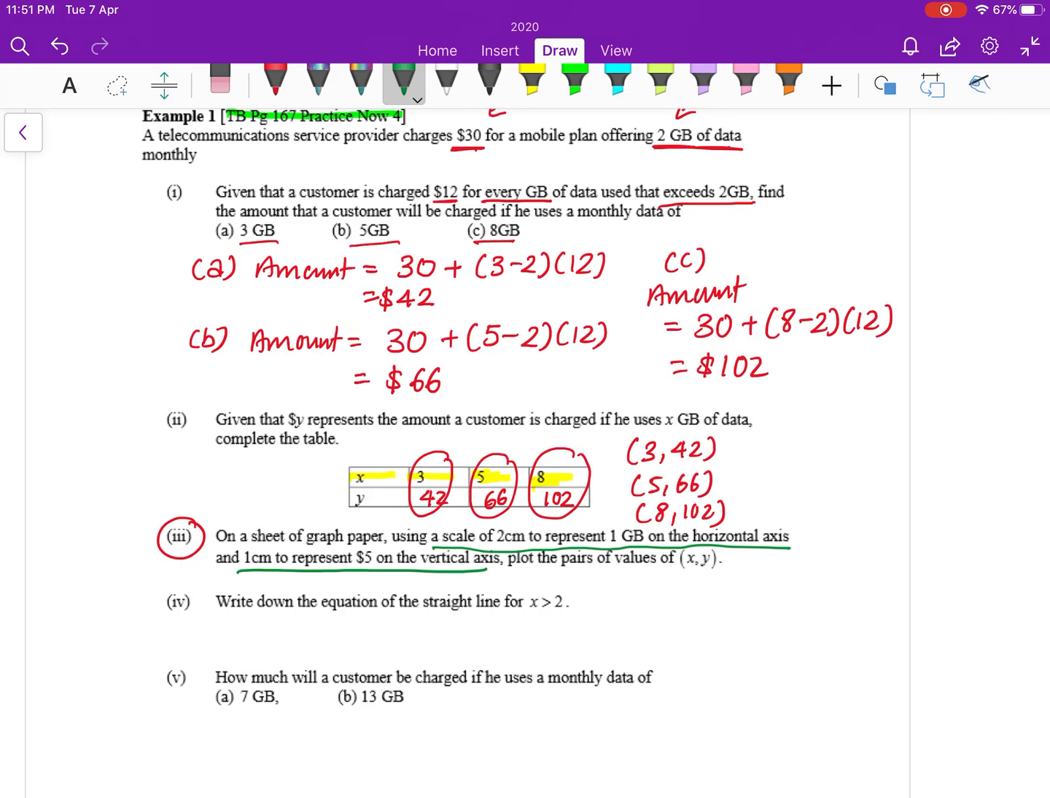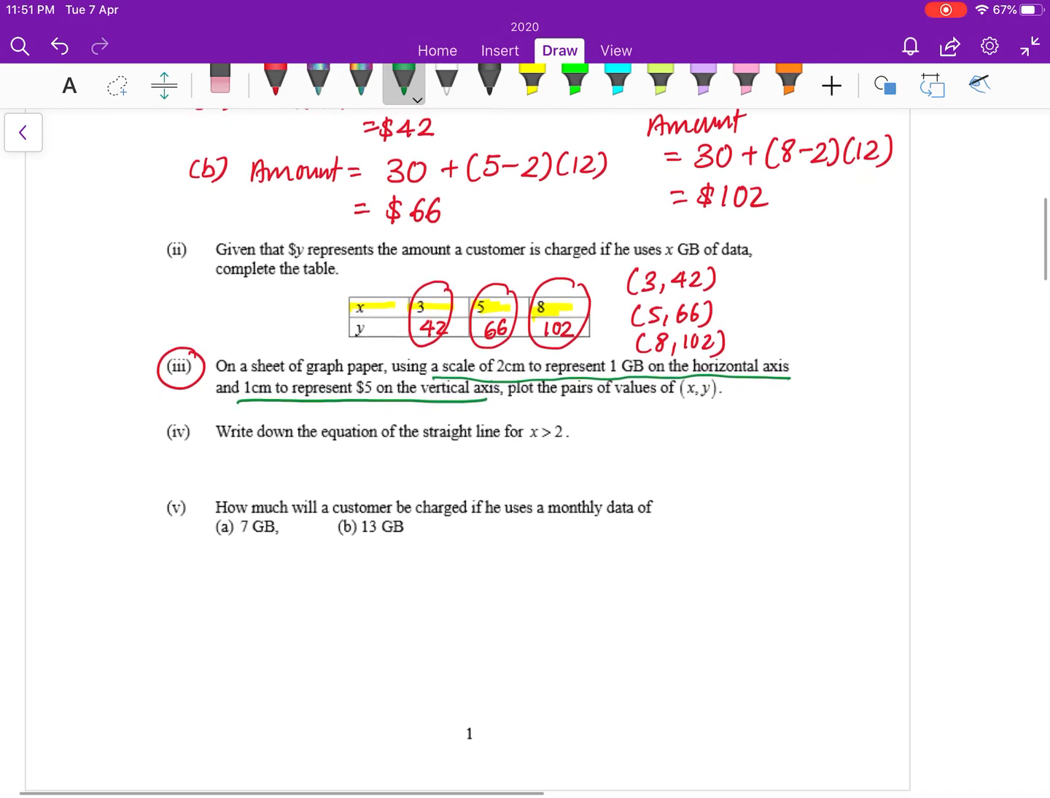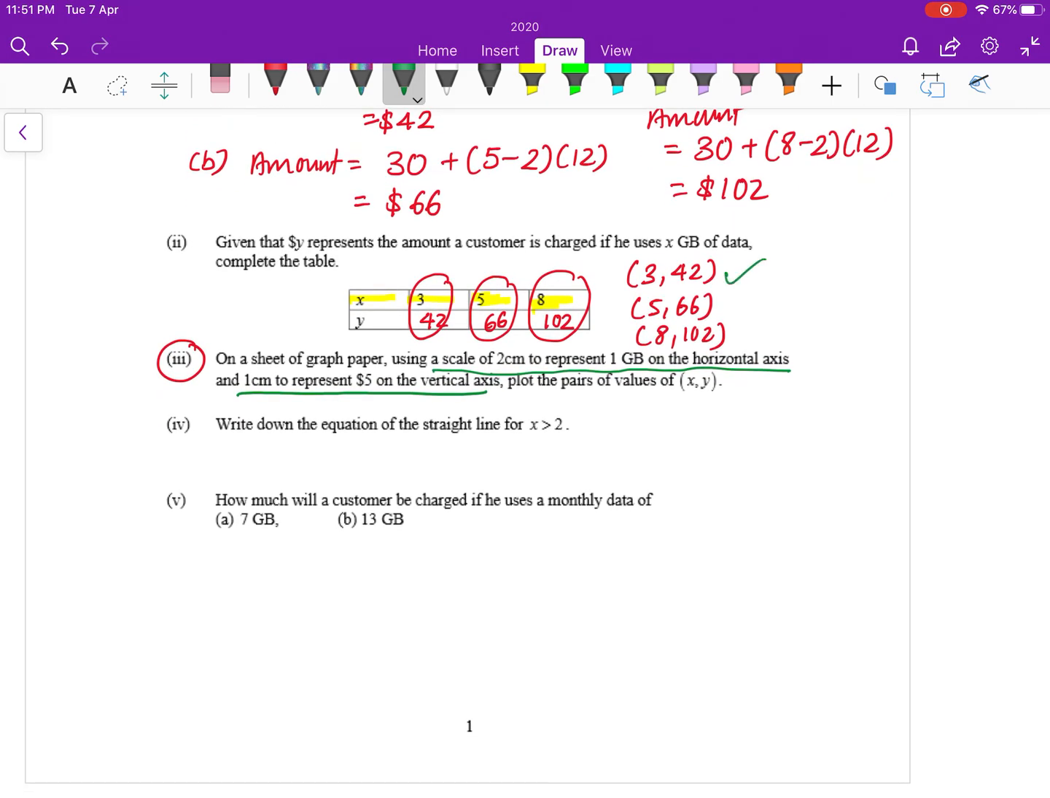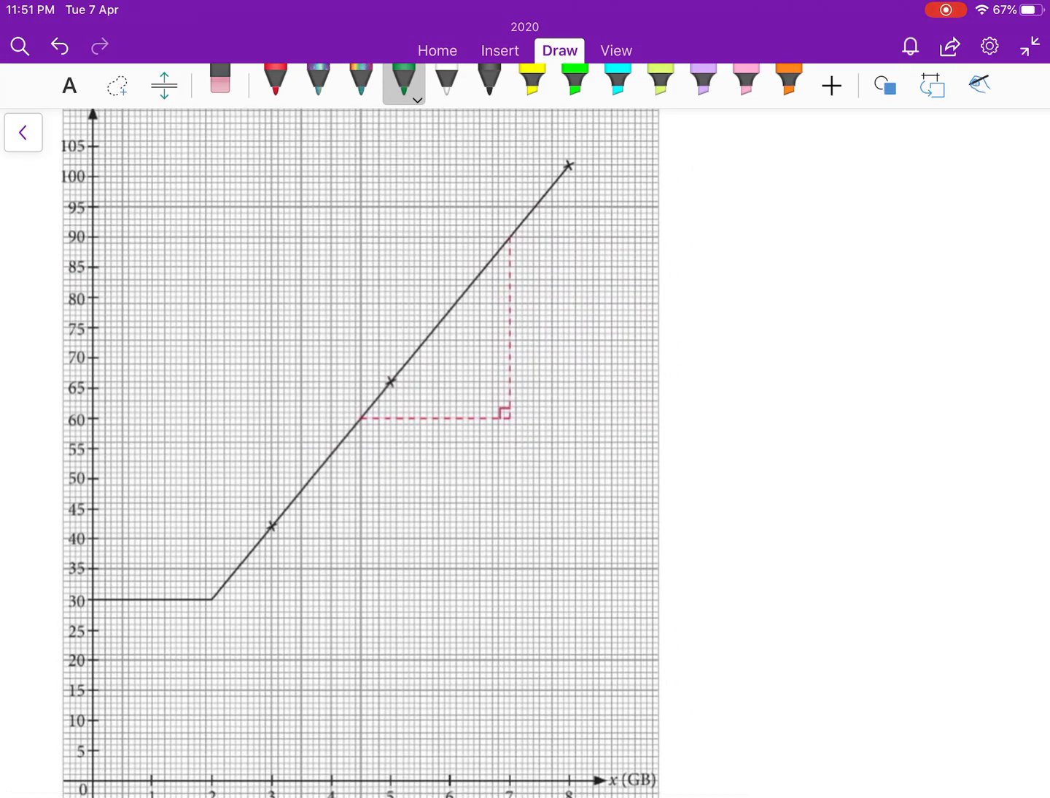Okay, assuming that you have plotted your graph, let's check the graph that I've plotted. I have plotted the 3 points. Let's look at my points, whether I plotted correctly. Yes, the first point, I plotted (3, 42), sorry. I plotted this (5, 66). I plotted this (8, 102). Okay, 3 crosses. Can you see these 3 crosses that I plotted? Then I draw a straight line.